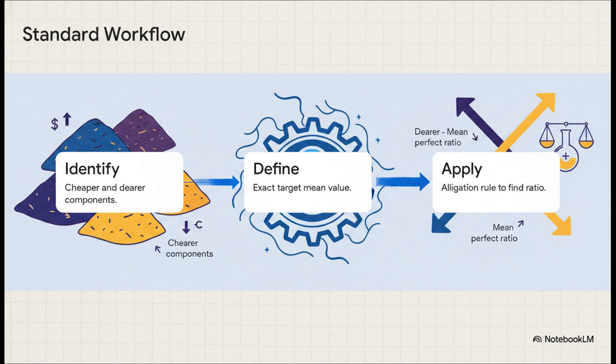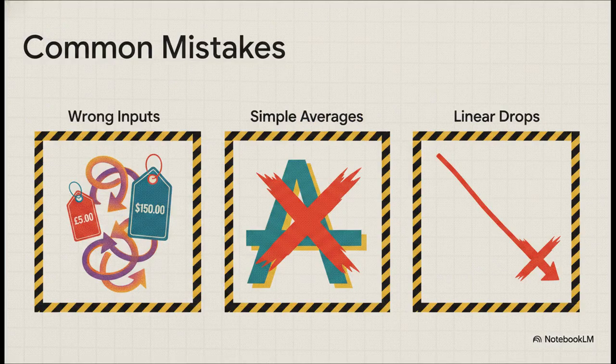Step 1, identify your cheaper and dearer components, whether you're looking at price or concentration. Step 2, clearly define the exact target mean value you are aiming for. And Step 3, apply that alligation rule, dearer minus mean to mean minus cheaper, to find your perfect ratio. It's a highly standardized workflow that just leaves zero room for error. But as an executive, you need to know exactly where your margins are bleeding due to floor-level mistakes.